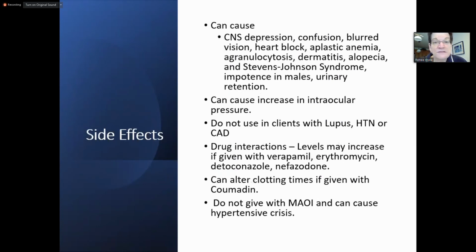Side effects: CNS depression, confusion, blurred vision. You see Stevens-Johnson syndrome with this. Impotence in males and urinary retention. We typically do not use this med in patients with lupus, with hypertension, or coronary artery disease. Again, don't give them with MAOIs because they can cause hypertensive crisis.